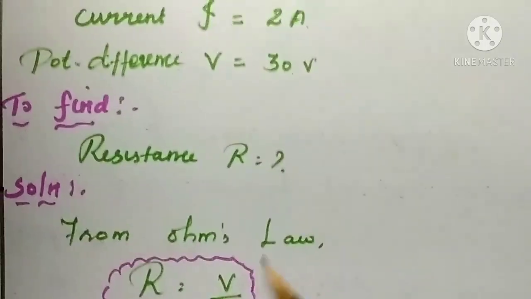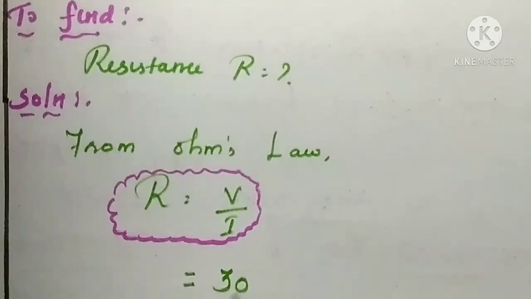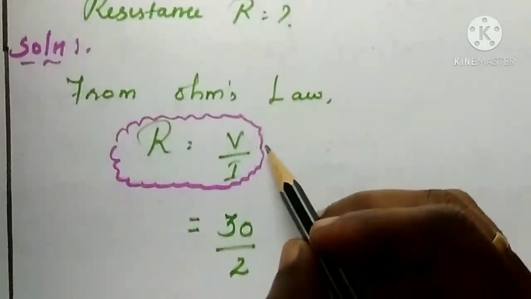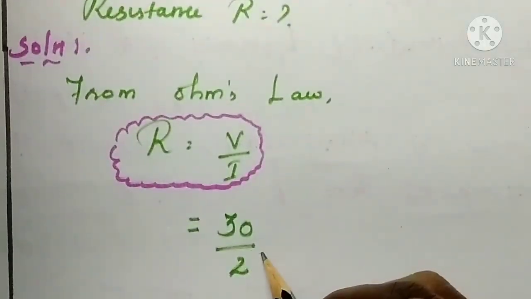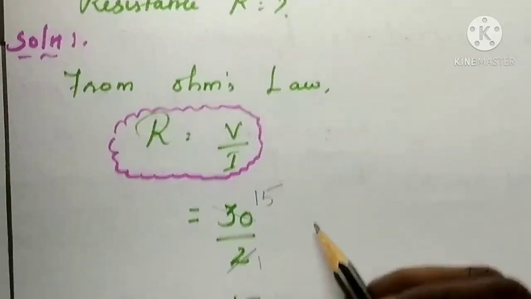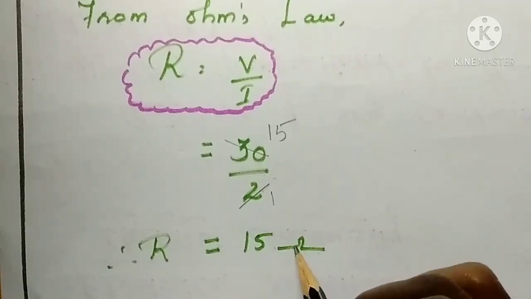So V value, what is given? Yes, 30. So 30 divided by what is the value of I? 2. Yes, 30 by 2. If you are dividing, what will you get? Yes, 15. So the answer is 15 ohm. The resistance value is 15 ohm.